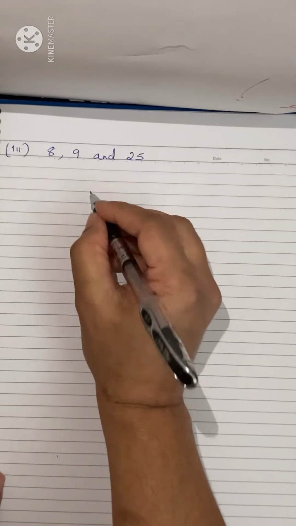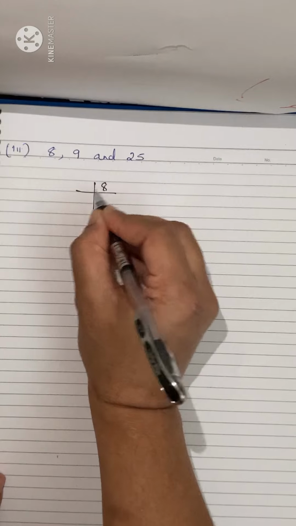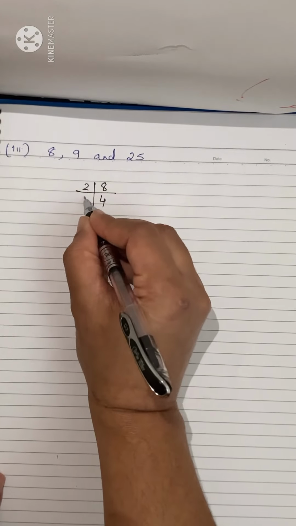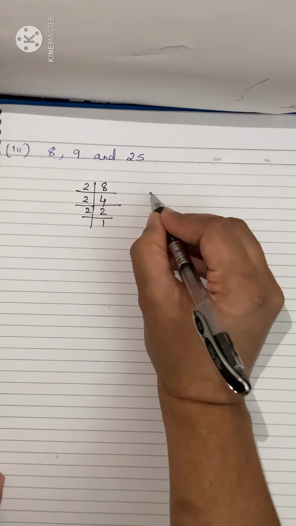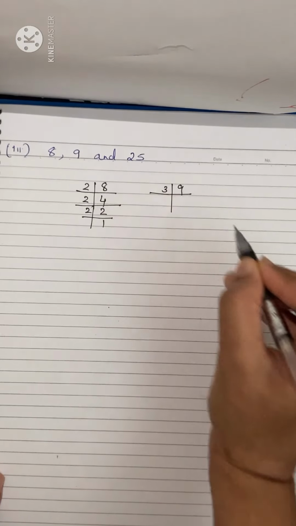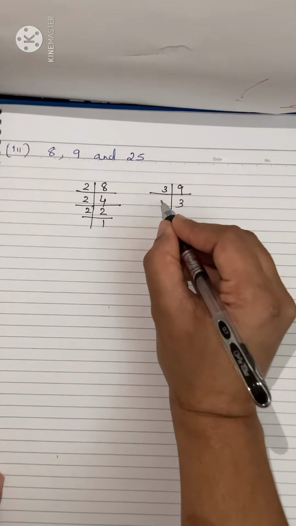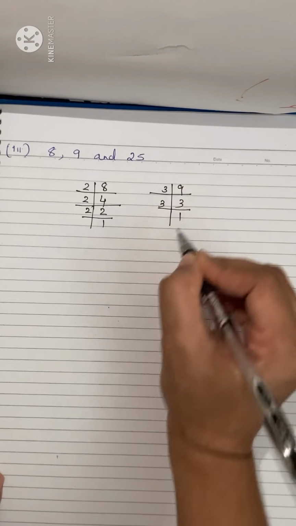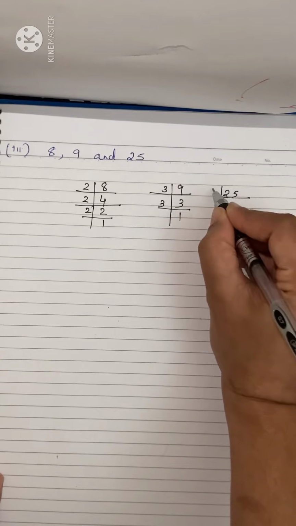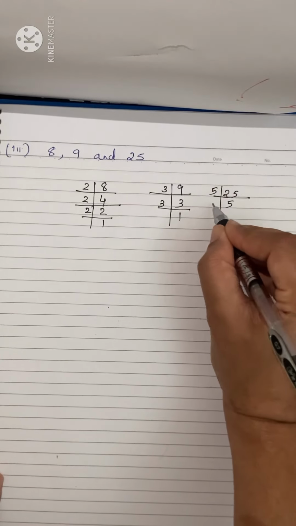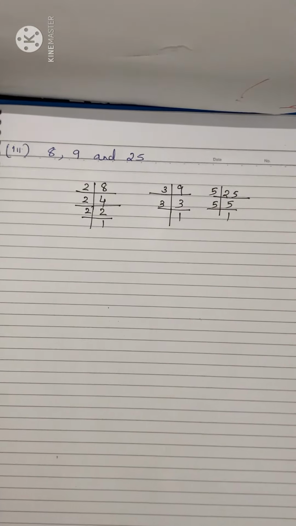Next one, 8, 9 and 25. 8, 2 is possible, 4, 2, again 2, 2, 1. 9, 3 is the possible prime number. 3 is divisible by 3. Next one, 25. 5 is possible. 5, 5, 1.